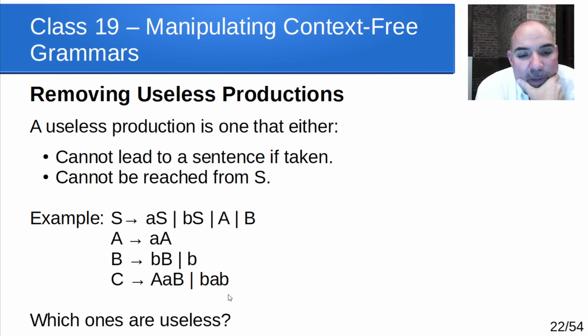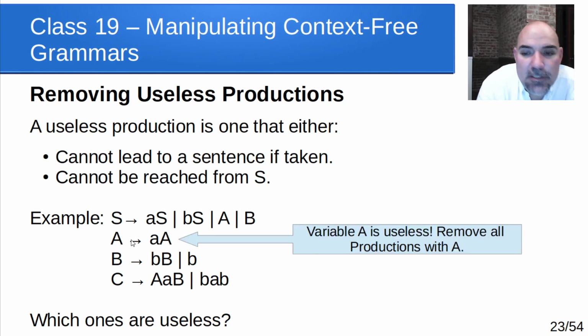The first thing that might pop out looking at this is ones that could never lead to a sentence. This one here, A produces lowercase a, A, is always going to recurse back and make an infinite length string of lowercase a's, eventually ending with this variable A. Well, that's never going to produce only terminals. It's always going to have this variable at the end. And once we take this path, we will never get a string of only terminals. So this is going to recurse endlessly, so that one is useless.